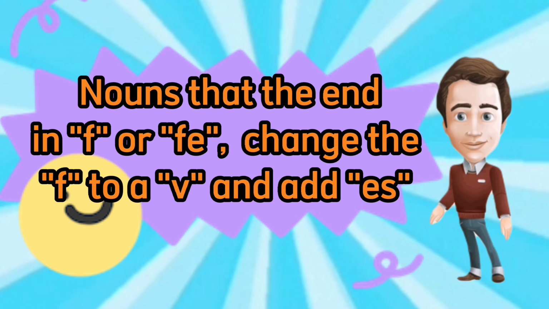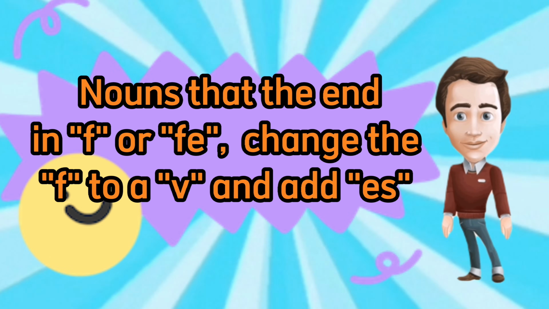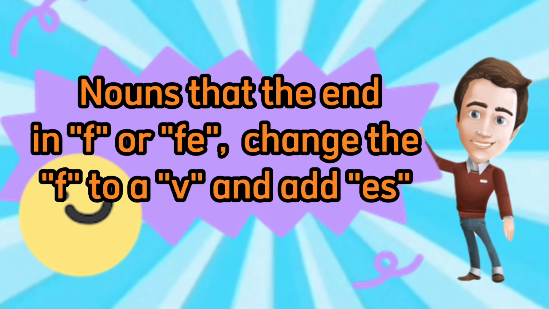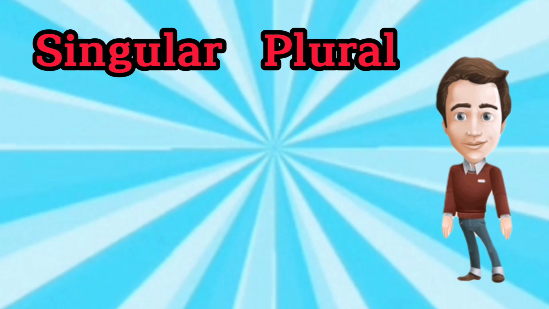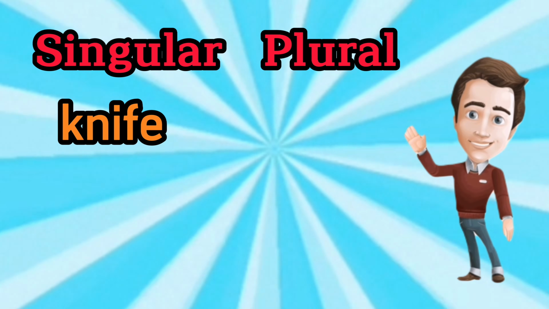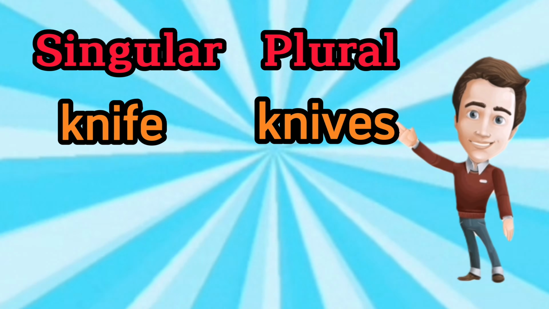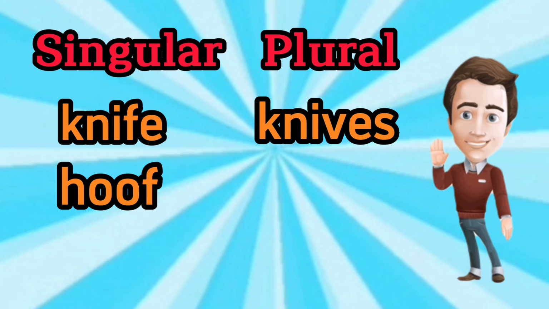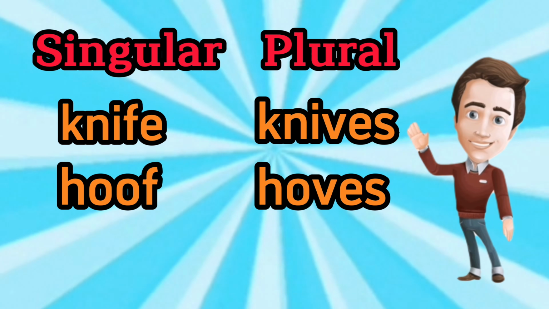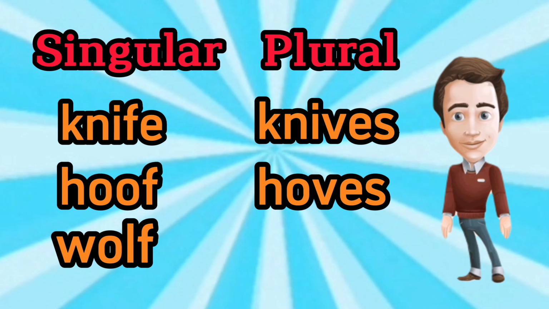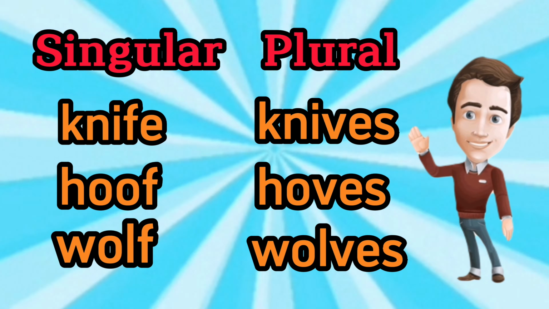For nouns that end in f or fe, change the f to v and add es. For example, knife, knives. Hoof, hooves. Wolf, wolves.